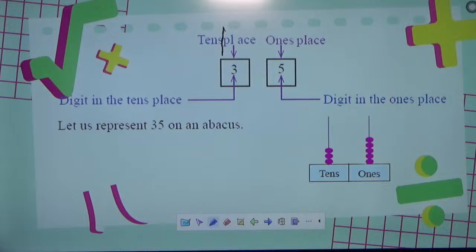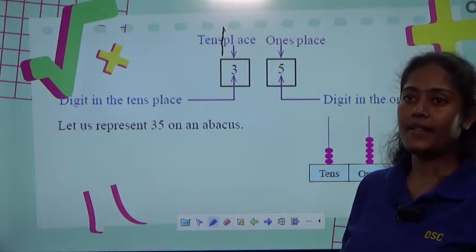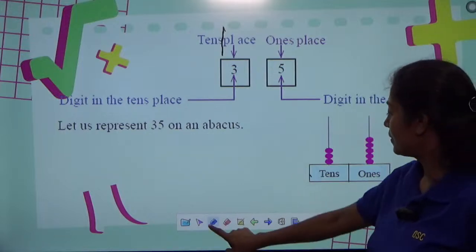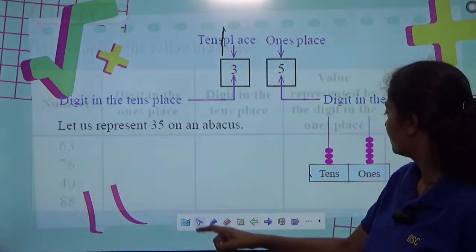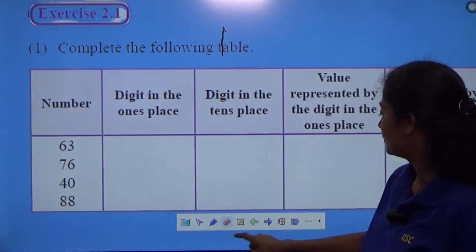Alia, are you still writing? No, teacher, I'm finished. Right, okay. Shall we move to the next part then? Yeah. Right.